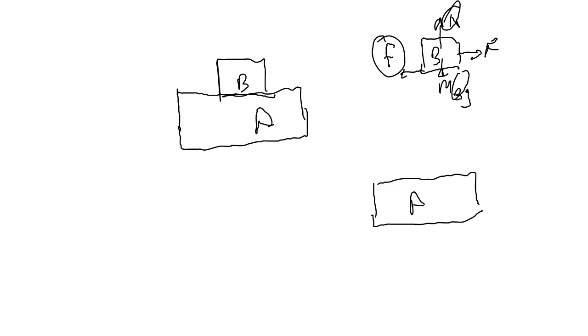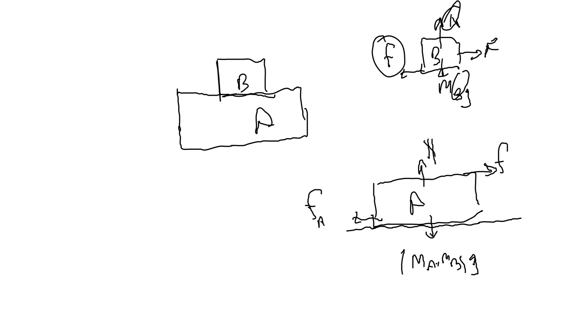What about the A? Now, there is a friction between block B and A, and if the friction for block B is directed to left, according to Newton's third law, the force small f is directed to right for block A. And there is another friction between A and the surface. Since this F is directed to right, obviously the second friction, let's say fA, is directed to left. And obviously (mA plus mB)g and normal force. Okay.